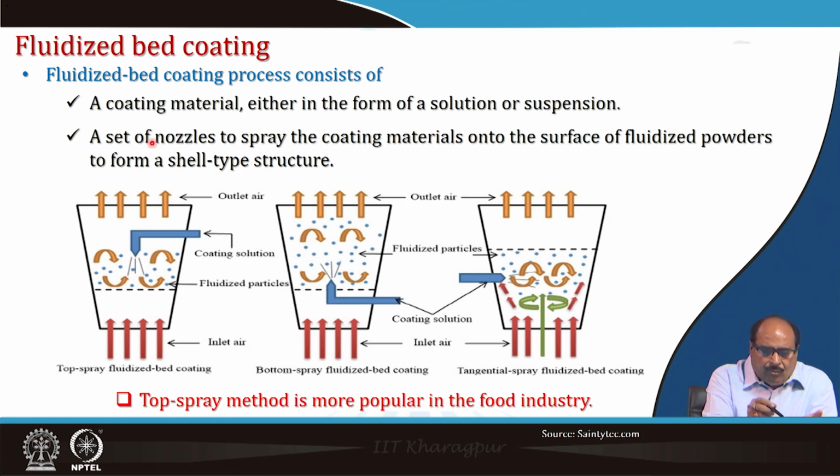And there is an air outlet. So, it is a top coating. The other is the bottom spray coating, where the coating material is applied in the same direction in which the air is going. And then the third is the tangential spray fluidized wet coating, where from the middle, in the tangential direction, it is coated. So, the generally used method is the top spray method.